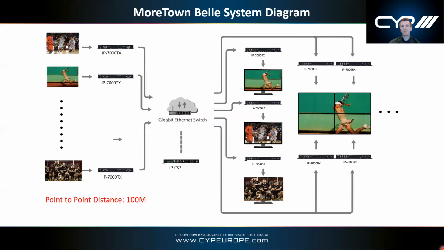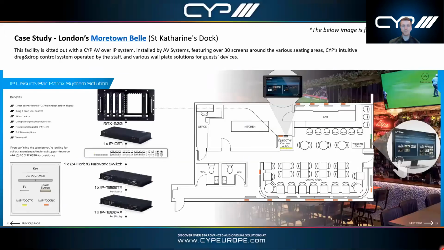Looking at a bit of a diagram of this system. Again, as we saw earlier, it's basically IP7 transmitters, IP7000TX on the left-hand side. In this case, they're being used with sports channels from a popular satellite service. Those are then going into the 1 gig network switch. You've also got your CS7 controller plugged into the network switch. And then from your network switch, of course, you're going to all of your endpoints, your IP7000 receivers, IP7000RX.